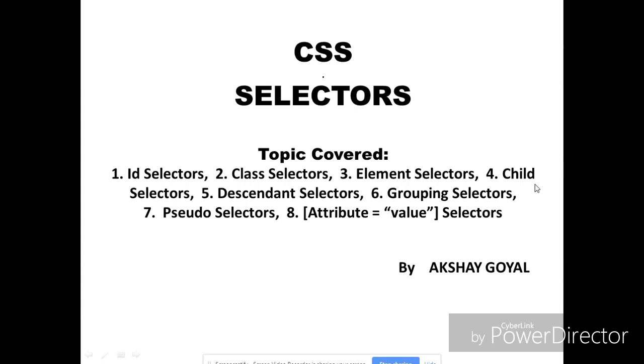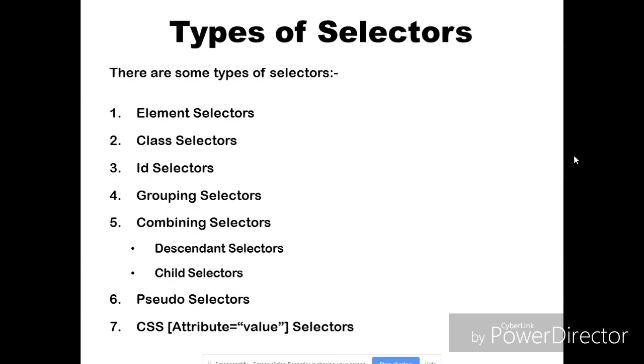Selectors are used to give CSS properties to a particular element, or wherever we want to apply the CSS property. In CSS we have various types of selectors like element selectors, class selectors, ID selectors, grouping selectors, pseudo selectors. But what is the syntax of a selector?